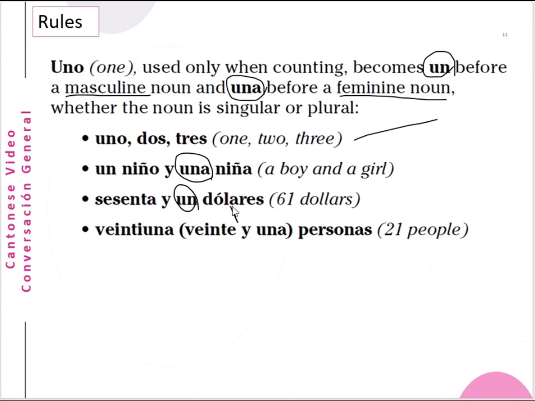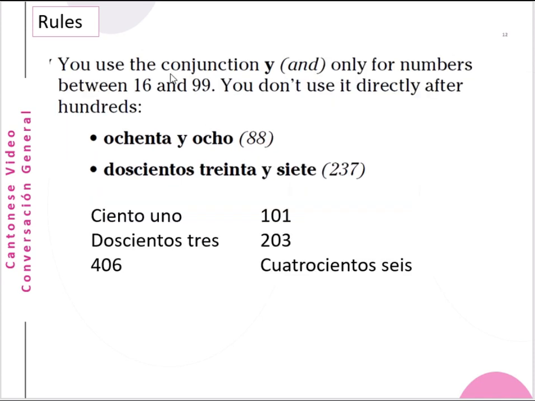This is a plural noun, but you also use un rather than unos. 21 people, veintiuna personas. You change veintiuno into veintiuna because this number is before a feminine noun. Veintiuna personas. Rule number two.